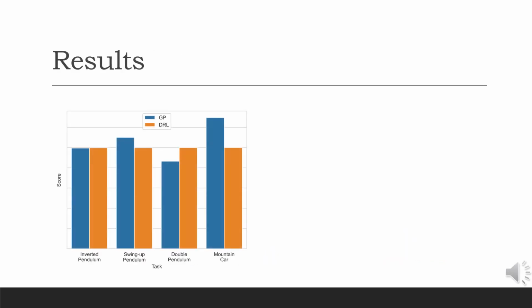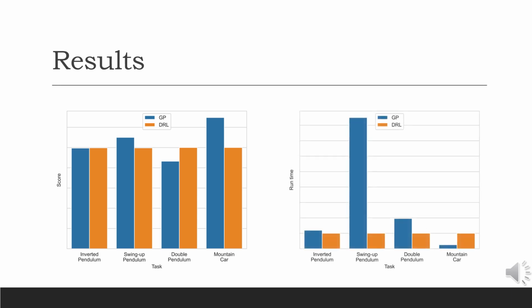The scores were similar in both approaches. Genetic programming performed better on the swing-up pendulum and on the mountain car, while deep reinforcement learning algorithms were better at the double and inverted pendulum problems. Training time was lower in the deep reinforcement learning algorithms except on the mountain car problem.